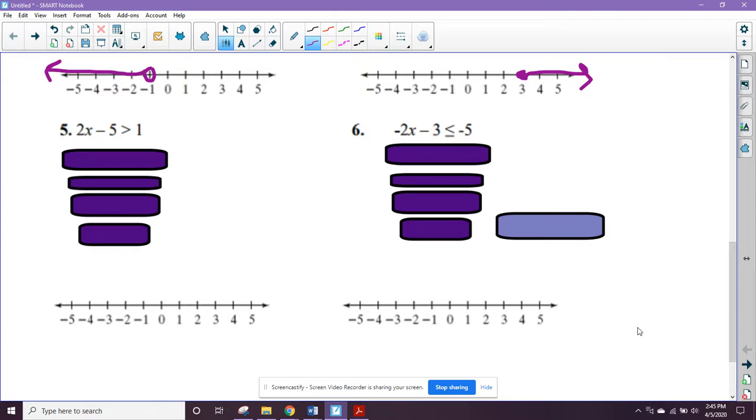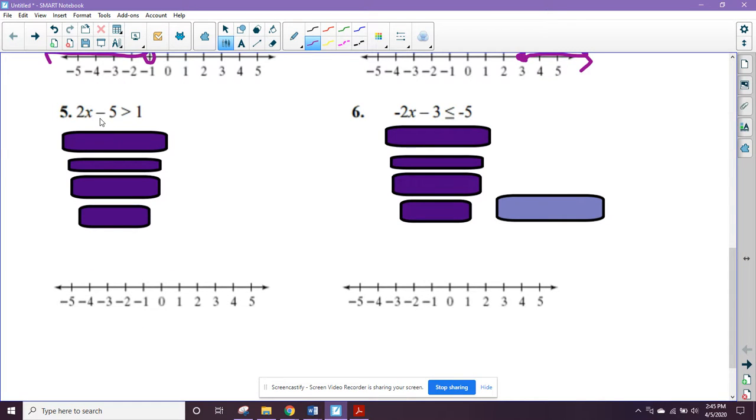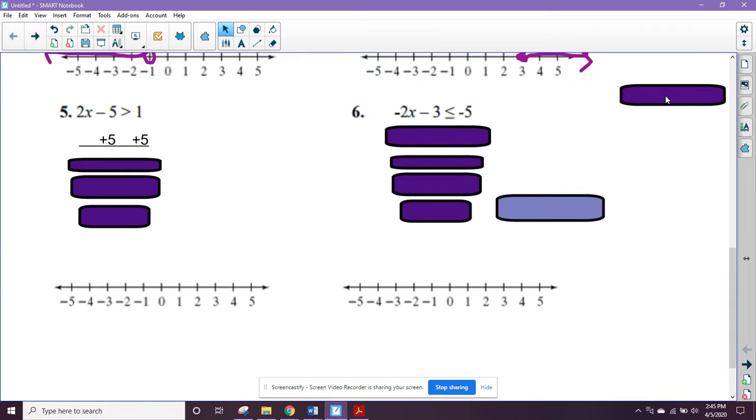Okay, number 5. 2x minus 5 is greater than 1. What is our loose number here? Our loose number is -5. We have to do the opposite, so we add 5 to both sides. If we add 5 to both sides, it cancels out here. So we get 2x. We have to do 1 plus 5, and 1 plus 5 is 6. So we get 2x is greater than 6.